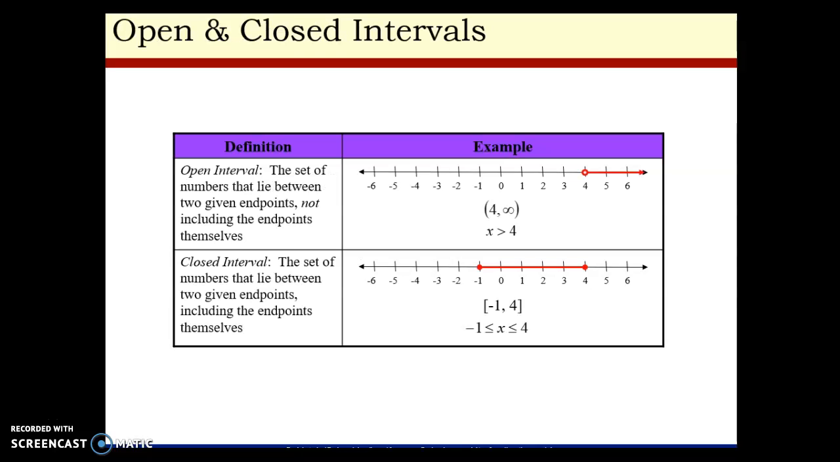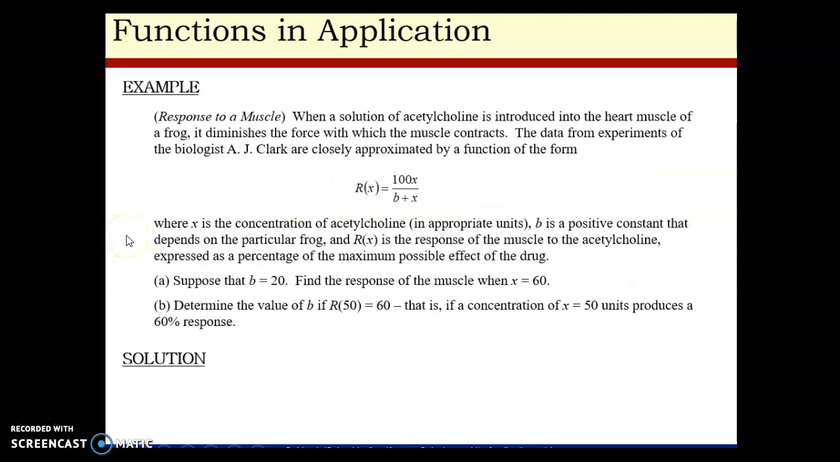When we look at open and closed intervals, an open interval is a set of numbers that lie between two different points. So in this example, x has to be greater than 4. So 4, everything greater than that to infinity. A closed interval is when it's looking between two different points. So it's looking between -1 and 4. So x has to be in between -1 and 4. There's an example of showing this on a number line.